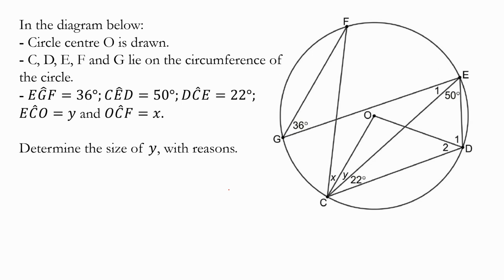CED equals 50 degrees, and then DCE equals 22 degrees, and then ECO is y degrees, and then OCF is x. Determine the size of y with reasons.